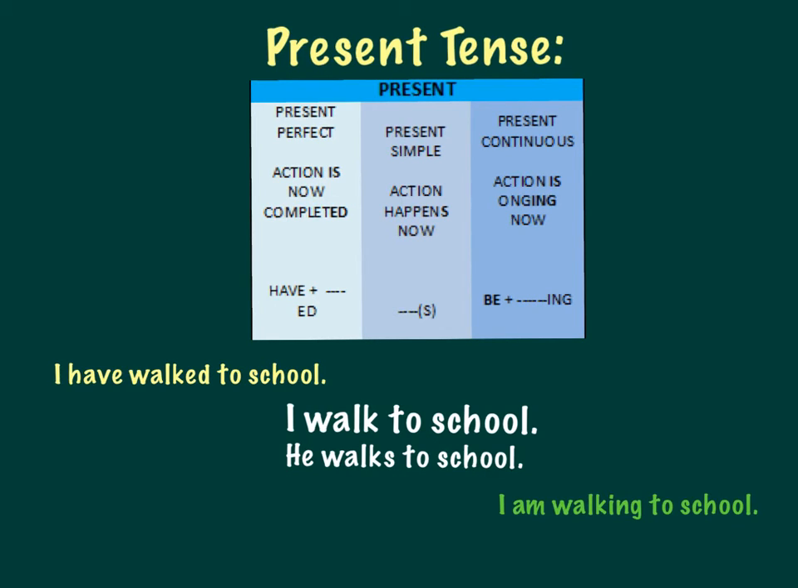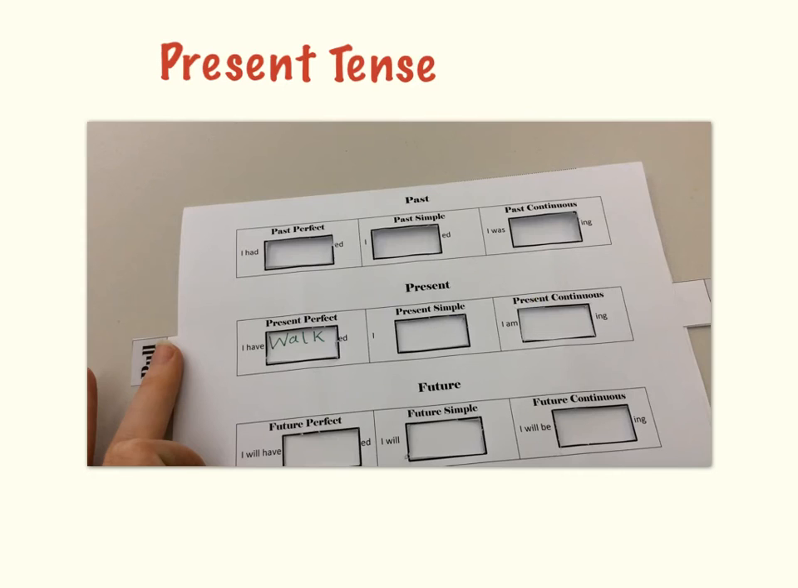Finally, we have present continuous. We're able to see that again we're using the auxiliary verb be, and we've conjugated that for present tense. I am walking to school. Since it's continuous, we also have the ing ending to our main verb walk. That leaves us with the sentence, I am walking to school. If we put this all together, our present perfect is I have walked, present simple will be I walk, and our present continuous is I am walking.